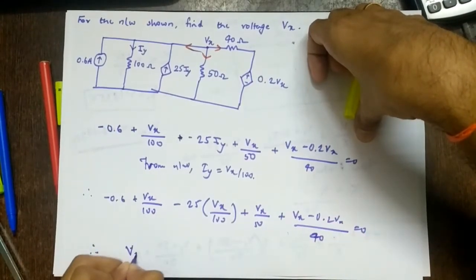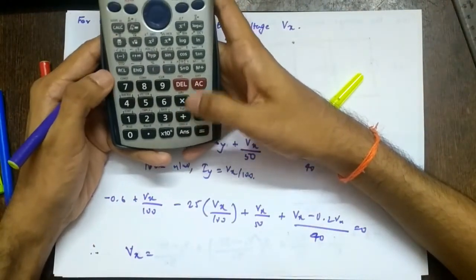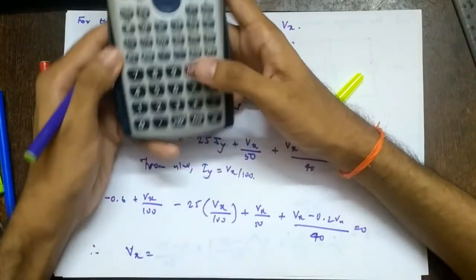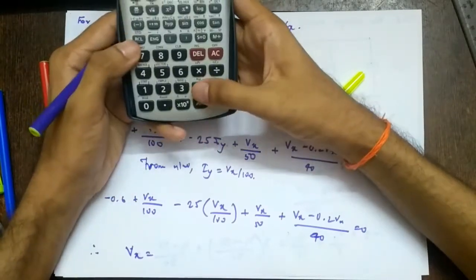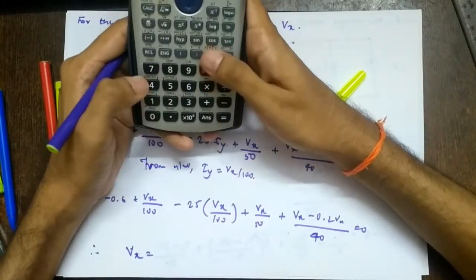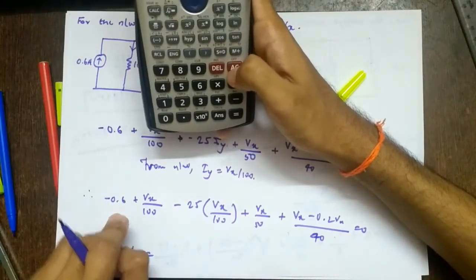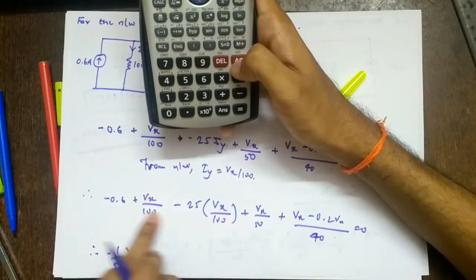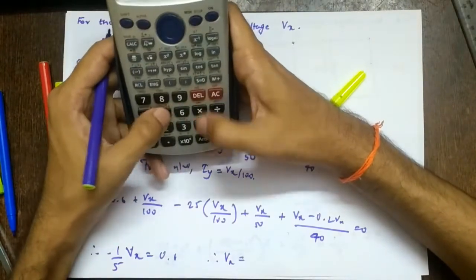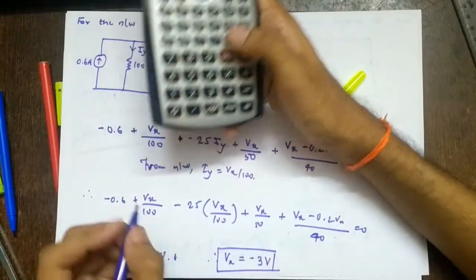So we have one equation, one unknown, so we can find Vx. So collect the terms in Vx: 100 inverse, this is minus 25 by 100, plus 50 inverse plus 40 inverse minus 0.2 by 40. So minus 1 by 5 Vx minus 0.6, this is the only term, so equal to 0.6. So therefore Vx equal to 0.6 into 5, 3. And this is negative, so minus 3 volts. So Vx equal to minus 3 volts.